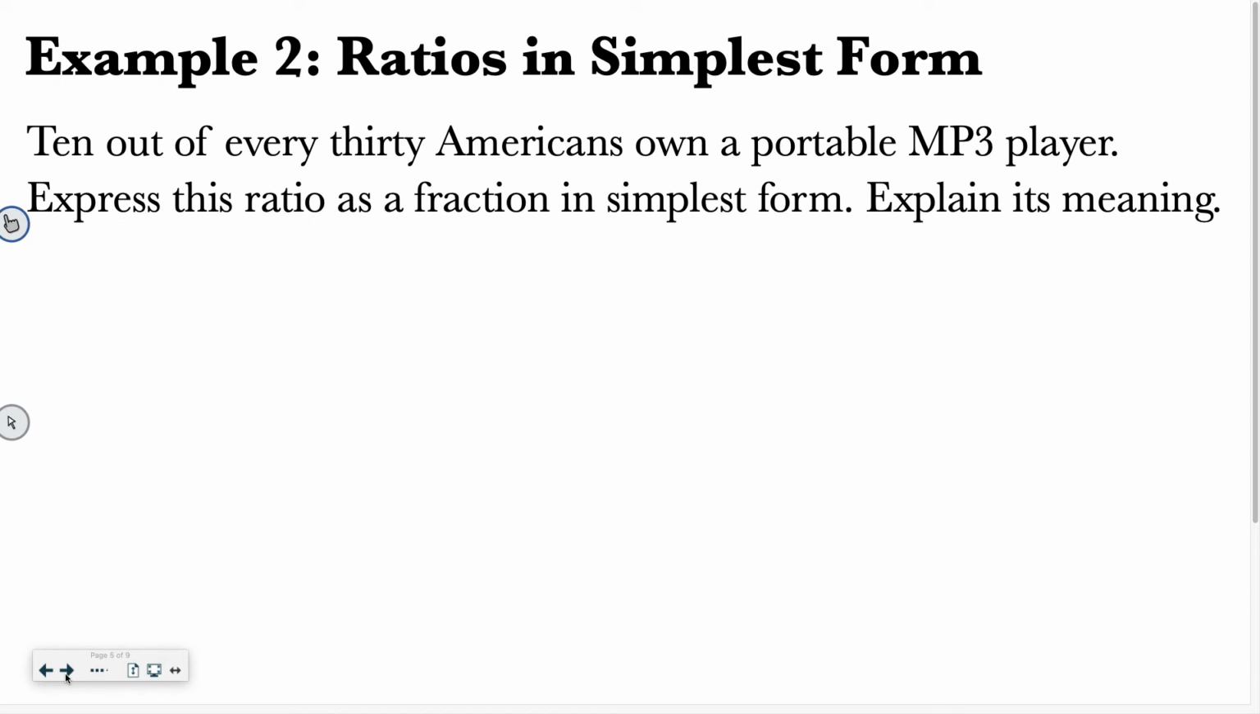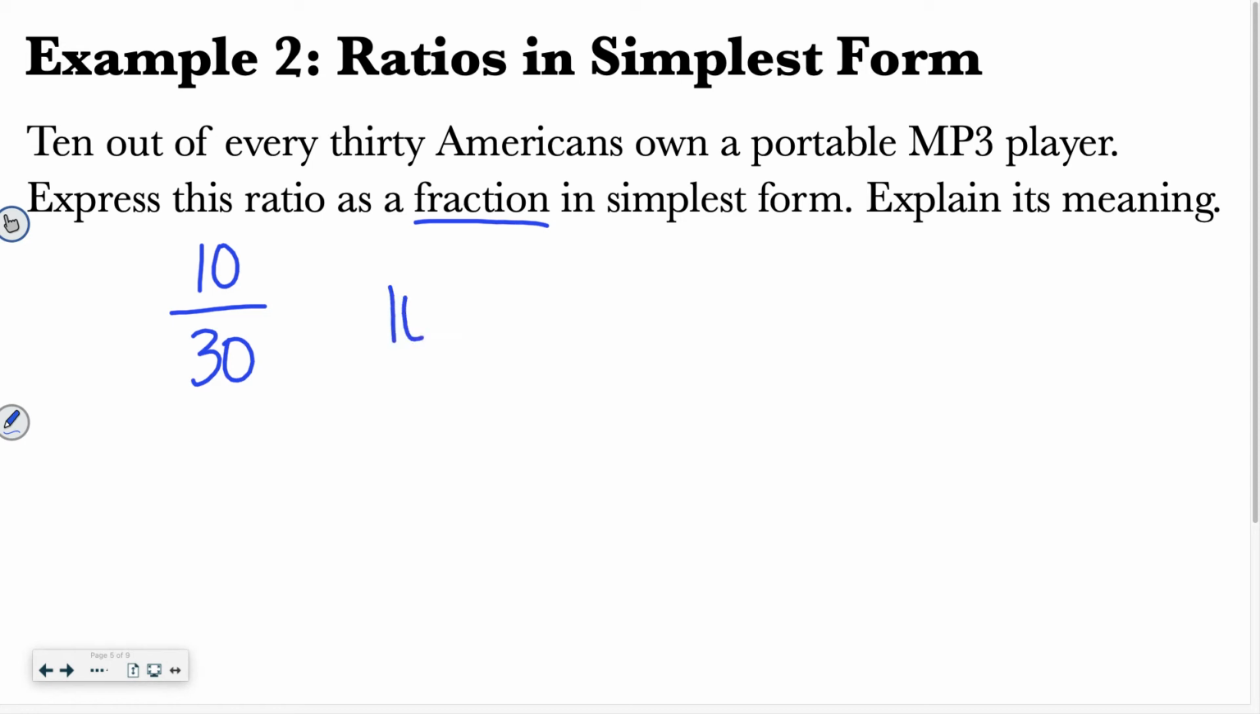10 out of every 30 Americans own a portable MP3 player. Express this ratio as a fraction in simplest form and explain its meaning. So 10 out of every 30. The way that you write that, you say 10 out of 30. Okay, so that's our fraction. You're told to do it in fraction form.